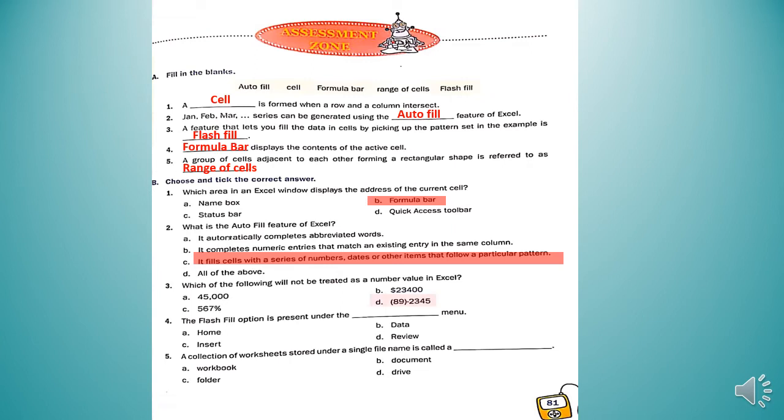Tick on option D. Fourth one is, the flash fill option is present under the dash menu. Tick on option B, data. Fifth one is, a collection of worksheets stored under a single file name is called a dash. Tick on option A, workbook.